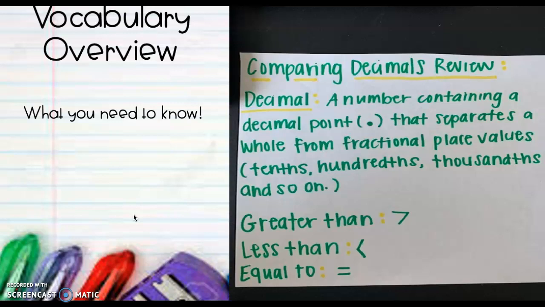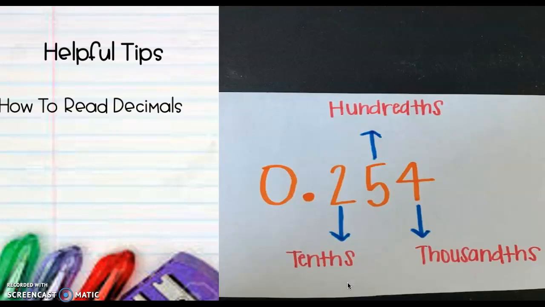So, let's just look at our definition. A decimal is a number containing a decimal point. It looks like a period that separates a whole from a fractional place value. Tenths, hundreds, thousands, and so on. And then you have your refresher down here of greater than, less than, or equal to. All right, and then we just have our little chart in here on how to read decimals. Everyone's been doing good with this so far, so I want to just pause here and let you look at it real quick.